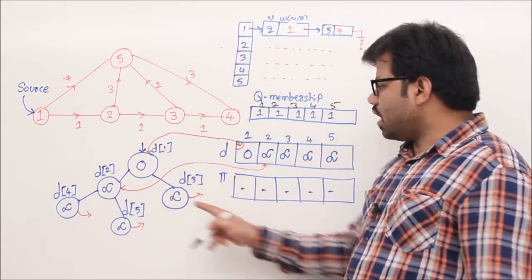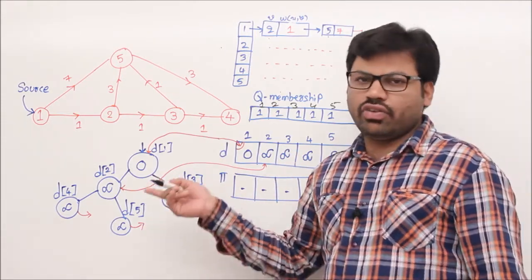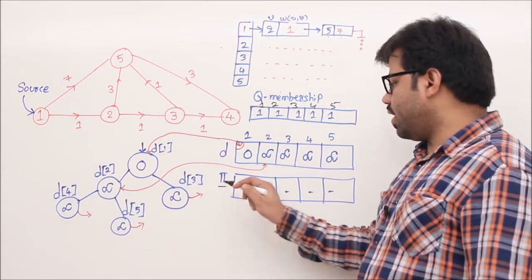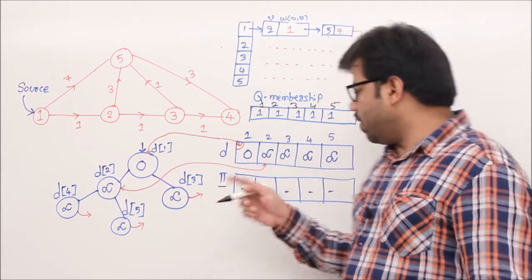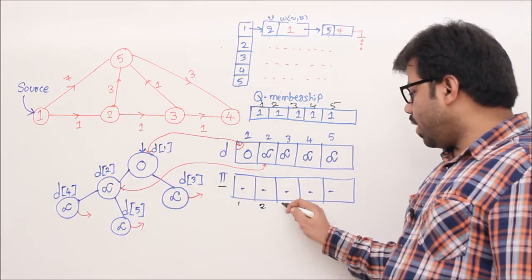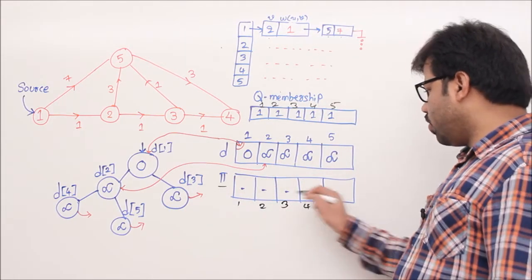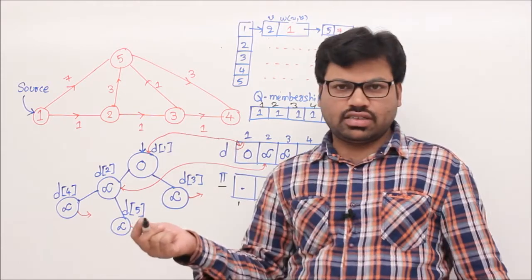Whenever I update D values, I am going to update in the heap also. We will see that. So we will have a pi array. This pi array is only to maintain who is going to give us the best value, right? Every vertex will maintain that. So pi also contains 5 locations, because the graph contains 5 vertices.